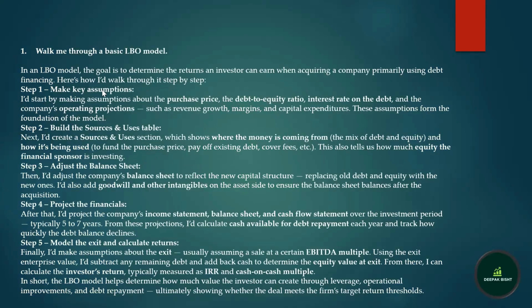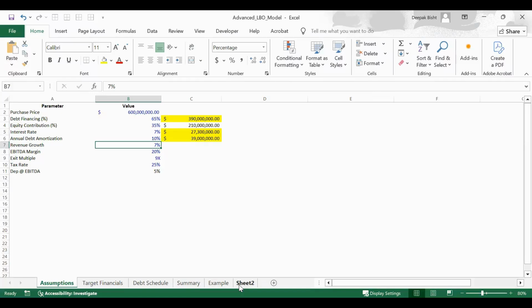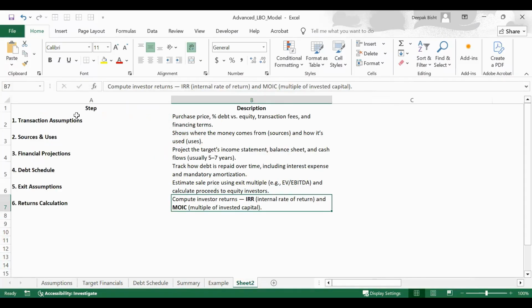Question number one is: walk me through a basic leverage buyout model. For this question, I would like to revisit what we discussed previously. I'm sharing my screen, I'm sharing my Excel. Previously we discussed leverage buyout. So if you are to walk through a leverage buyout model, first of all, these are the steps.